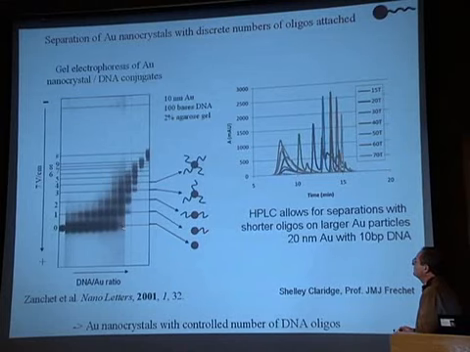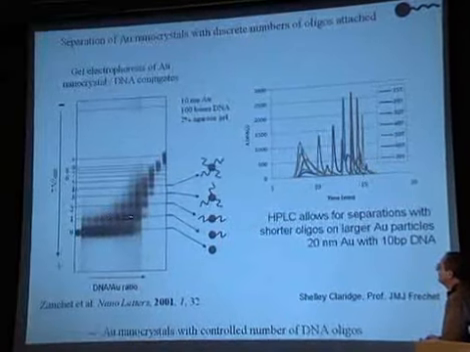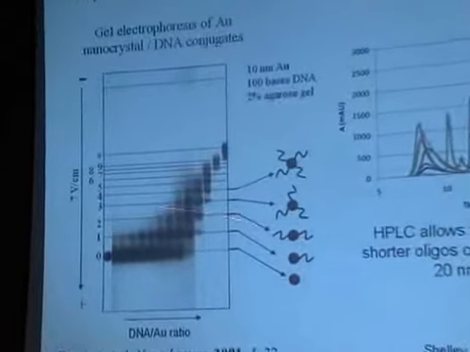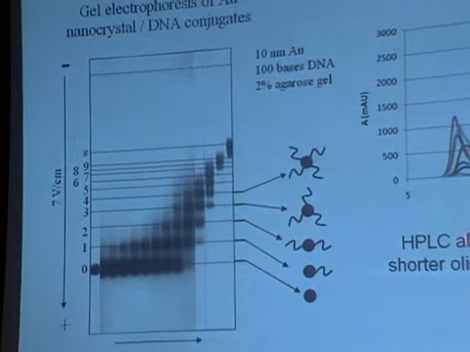And what you can see here is that if we run these through porous medium in an electric field, then the naked particle will run at a certain speed through this agarose gel, but when there's a DNA attached, it will run more slowly. And if there are two DNA strands attached, it will run even more slowly. And you can go in and slice these things out and collect them, and then you can do whatever else it is you want to do with them.